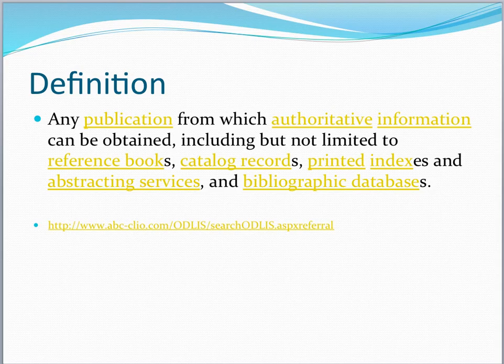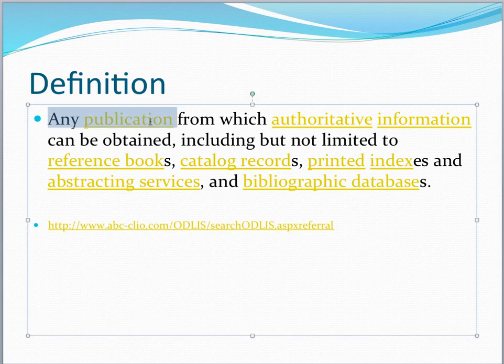A definition: any publication from which authoritative information, and these are the key words, I have the keywords, what I regard as the keywords, in yellow. So publication, authoritative information, and I have talked several times about the importance of having reliable information, can be obtained, including but not limited to reference books, catalog records, printed indexes, and abstracting services and bibliographic database. That's why I said at the beginning that it was more on traditional, printed reference sources, but in my opinion also applies to electronic reference sources.